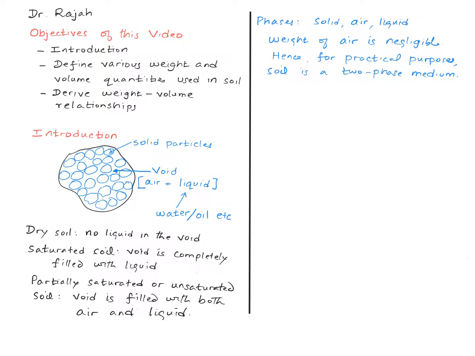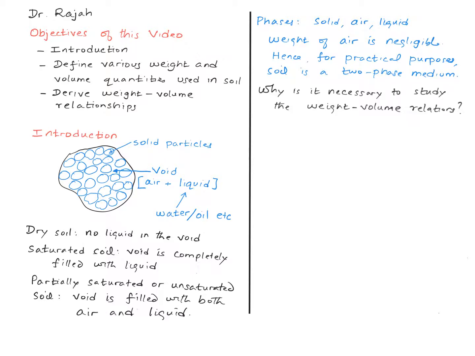These are called phases: solid, air, and liquid, and therefore there are three phases in soil in general. But the weight of air is negligible, and therefore for all practical purposes, soil is a two-phase medium. Why is it necessary for us to study the weight-volume relationships? One of the most important quantities in soil mechanics is the density of soil.